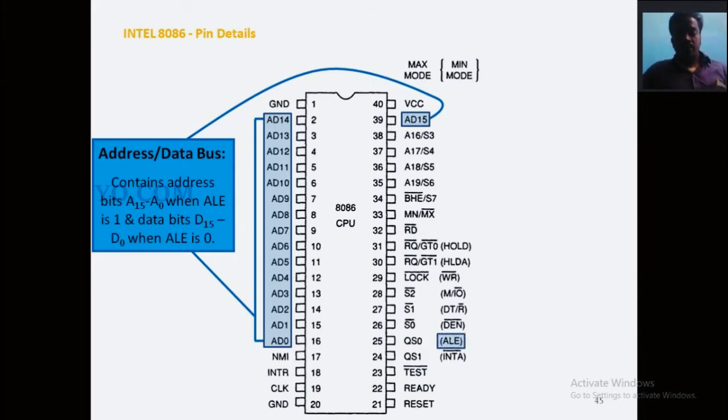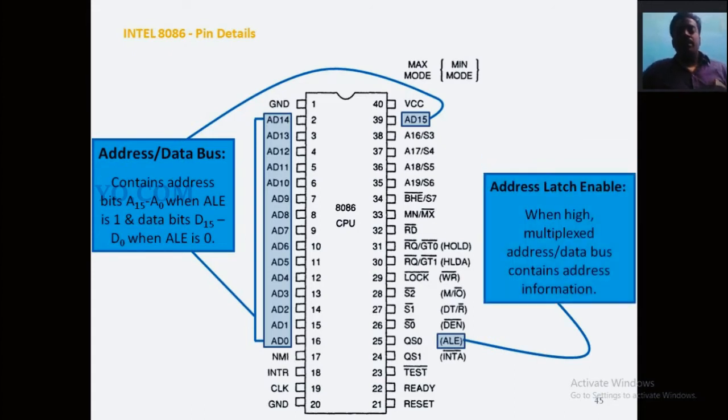The next one is ALE, the address latch enable. When ALE equals 1 or high, the multiplexed address and data bus contains address information. What is multiplexed? Multiplex means two or more different things are combined together. You have studied the multiplexer, an n-to-1 multiplexer, with n inputs and 1 output.